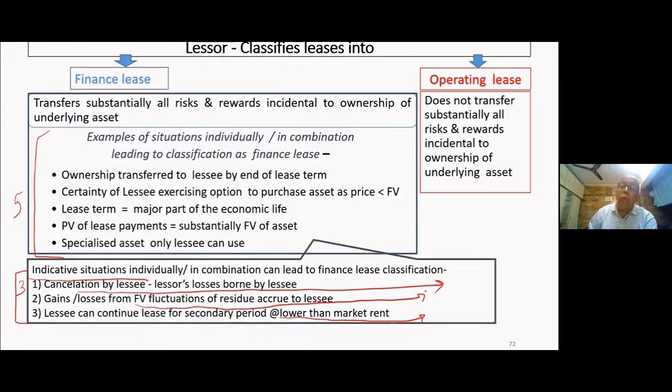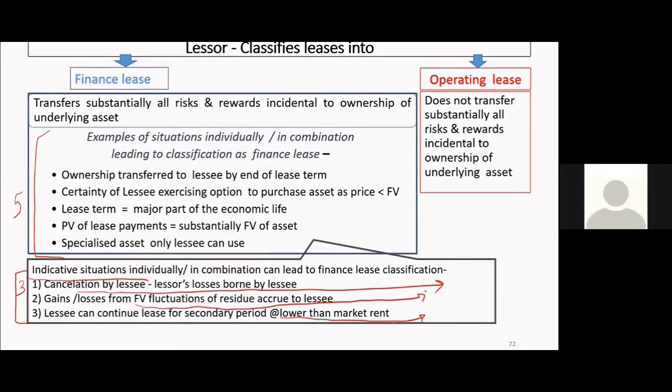Okay. Now, this is something which should be decided based on substance. Should be decided based on substance. Is this slide clear to you? Do you all need any further explanation on this slide?